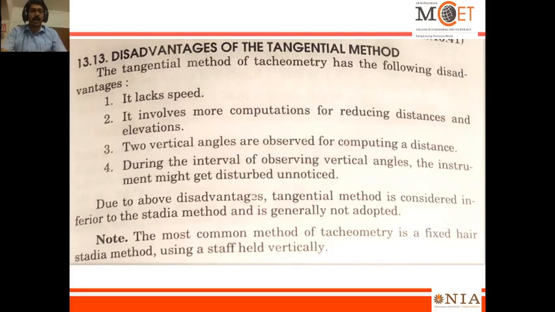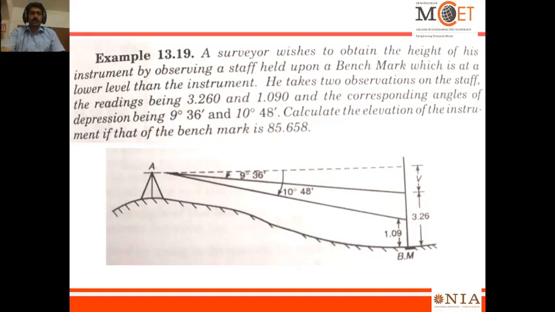The most common method of tachymetry is the fixed hair stadia method using a staff held vertical, right? So this is the problem. A surveyor wishes to obtain the height of his instrument by observing a staff held above a benchmark. The staff is held over a benchmark. This diagram you need to draw.